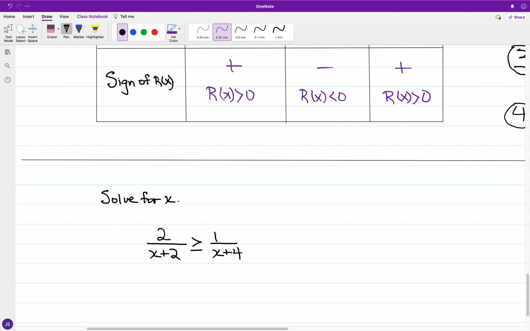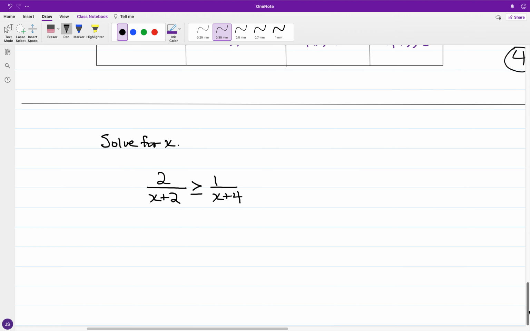Okay, and if you notice, you don't see the number 0 in appearance, but I can make an amendment with this. So you have 2 over x plus 2 is greater than or equal to 1 over x plus 4. And what I can do here is just move the 1 over x plus 4. So we say we have 2 over x plus 2 minus 1 over x plus 4 is greater than or equal to 0.